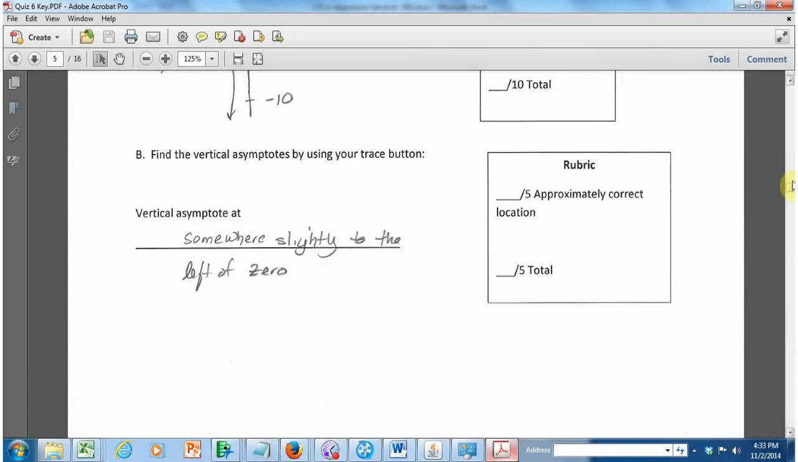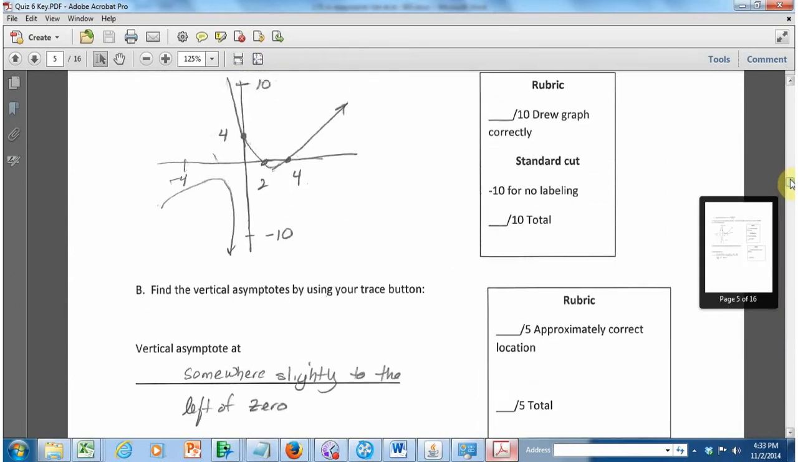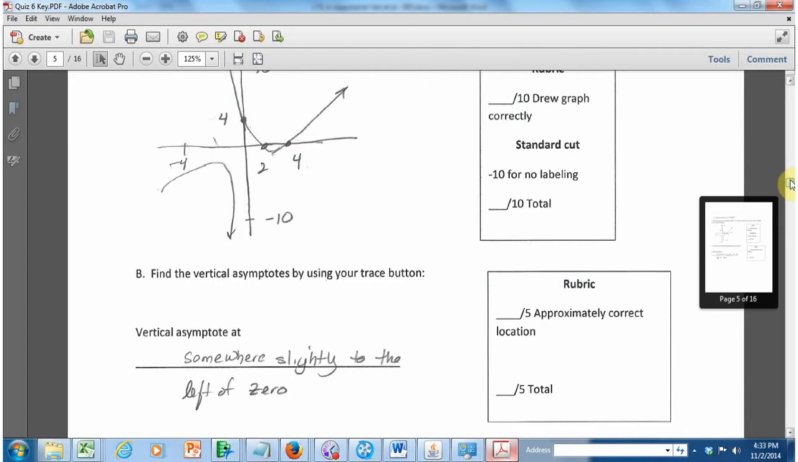The same thing goes for the one with the asymptotes. So this is what the graph looks like with the asymptotes. The asymptote is this gap right here. So you can't actually find the gap with your trace button, but you can get pretty close, or you can look at it and eyeball it and say, well, it's somewhere close to the left of 0. So that's what I'm looking for there.